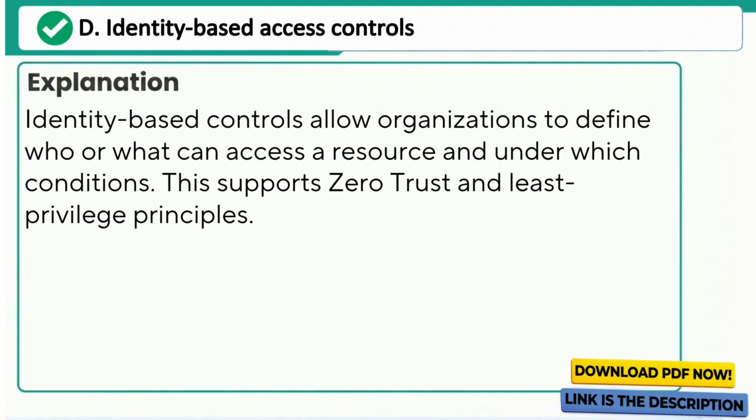Correct answer, D. Identity-based access controls. Explanation. Identity-based controls allow organizations to define who or what can access a resource and under which conditions. This supports zero trust and least privilege principles.